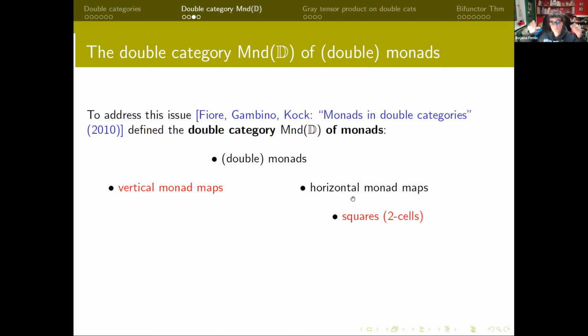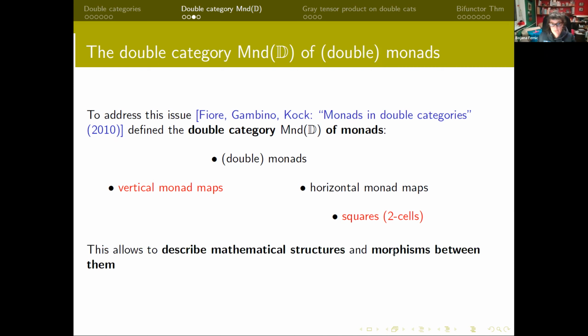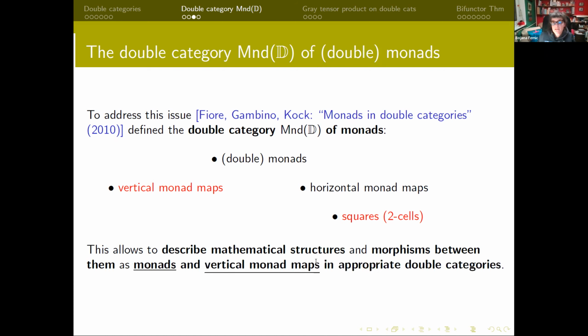So on the vertical cells, we will have just identities. But what is new here are these red parts. So vertical monad maps are new. It's the same as Matthew introduced yesterday. And squares are then, correspondingly, new, but I'm not going into them. Now having this double category allows us to describe mathematical structures and morphisms among them as monads in appropriate double categories and vertical monad maps.